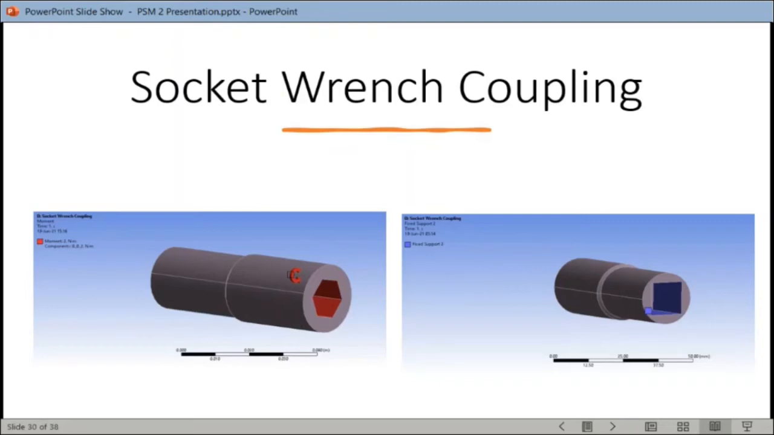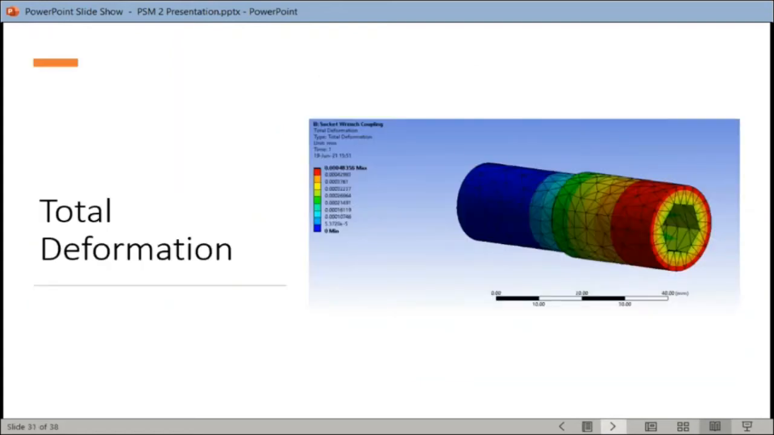The socket wrench coupling. For the left side of the photos, the red part indicates where the force is put, and the blue part indicates where the fixed support is placed. This is the result.